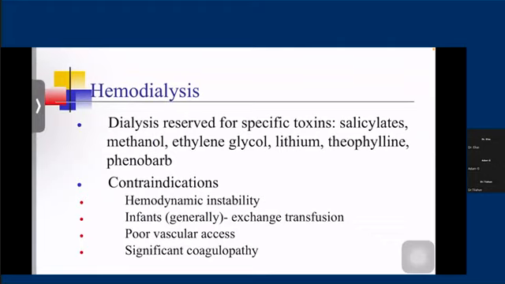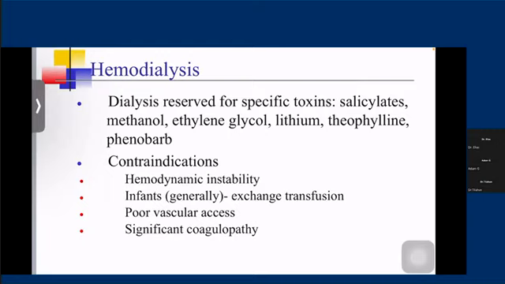There are certain toxins which we can remove by dialysis: salicylate, alcohols such as ethylene glycol, lithium, theophylline, and phenobarbital. These are the medications or toxins that can be dialyzed, so if you find such a case, please consider referral for possible dialysis. Contraindications for hemodialysis include low blood pressure, infants, poor vascular access, and significant coagulopathy. These are a few contraindications.